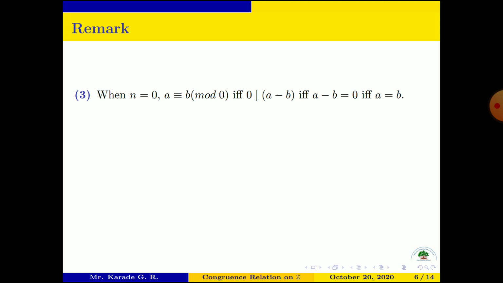So finally, if A and B are the same, then we can say that A is congruent to B mod 0. Means 5 is congruent to 5 mod 0. That is true. 10 is congruent to 10 mod 0. That is true. So if A and B are the same, then this is true. For example, we can write 5 is congruent to 5 mod 0. Thus A is congruent to B mod 0 if and only if A is equal to B.